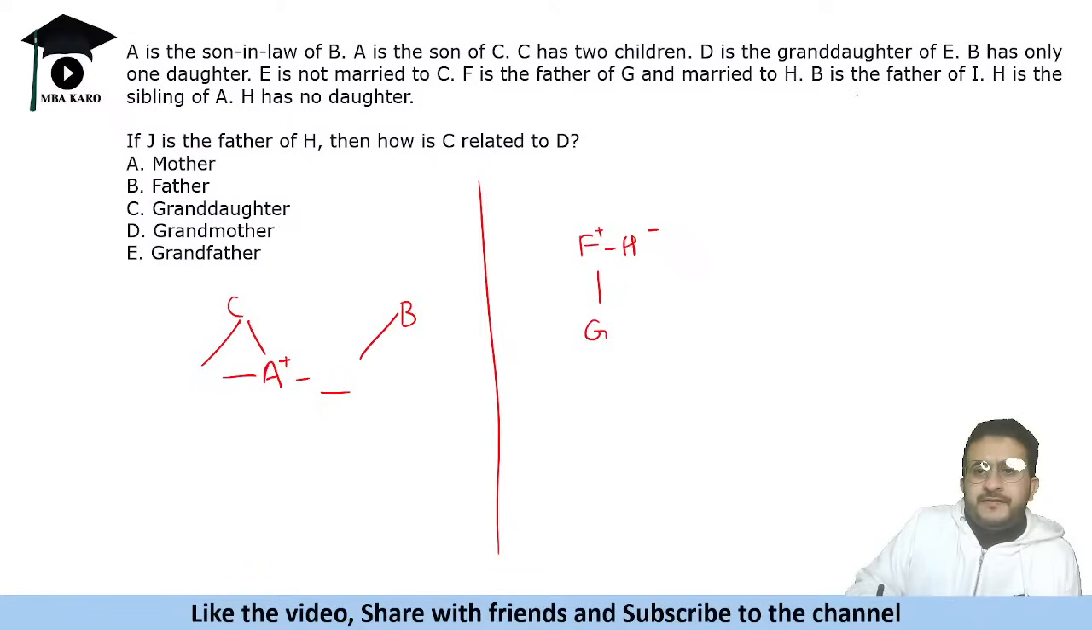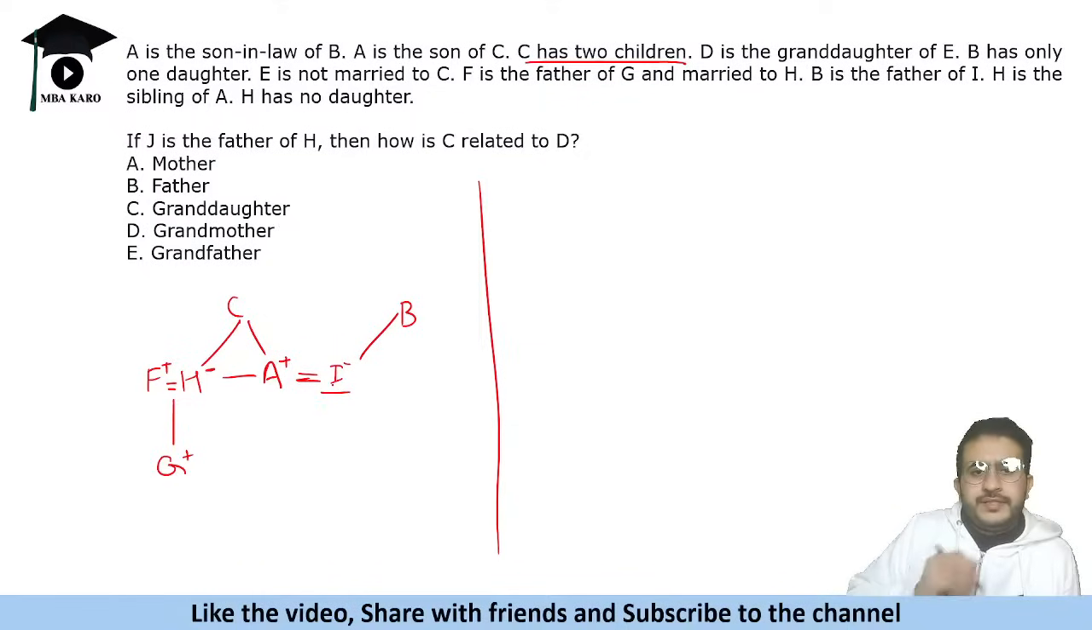Okay. B is the father of I. So B is the father of I. Probably I could be this or someone else. H is the sibling of A. So we know that C has two children. So one is H, another is A. H has no daughter. So we got this that H is a female and married to F, and they have a child G, and H has no daughter. So G is the son of H. So this is mapped, right? So I could be this.